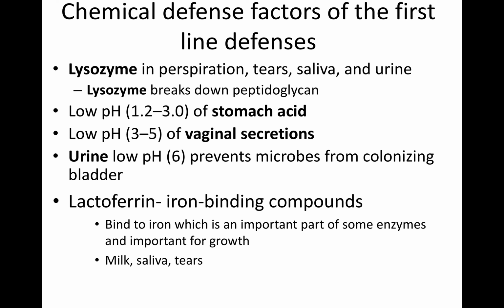Some chemical defense factors of the mucous membranes include lysozyme and perspiration, tears, saliva, and urine. Lysozyme is an enzyme that will break down peptidoglycan, so gram-positive microorganisms are more susceptible to the lysozyme. We also have a low pH of the stomach acid, which very few microbes can actually survive. There's also a low pH of vaginal secretions, relatively low pH of urine, although the urine pH can vary, going from acidic to sometimes basic.